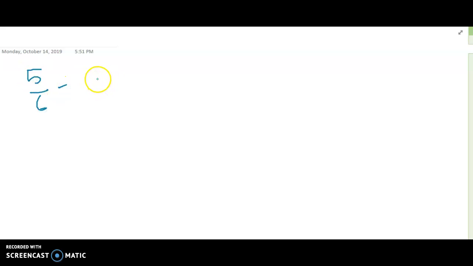5/6 minus 1/2. First step, check the denominator. 6, 2. The reason I can't use these is because at the end your denominator has to stay the same. If you have a 6 and you have a 2, that's two different things, so you can't keep it. So we have to make two EFT tables. Remember, about 3 extra spaces.